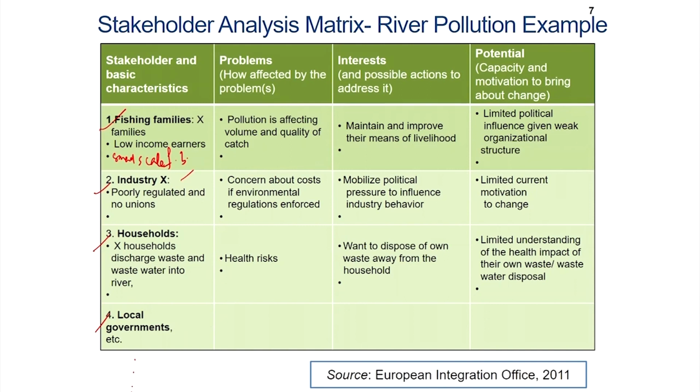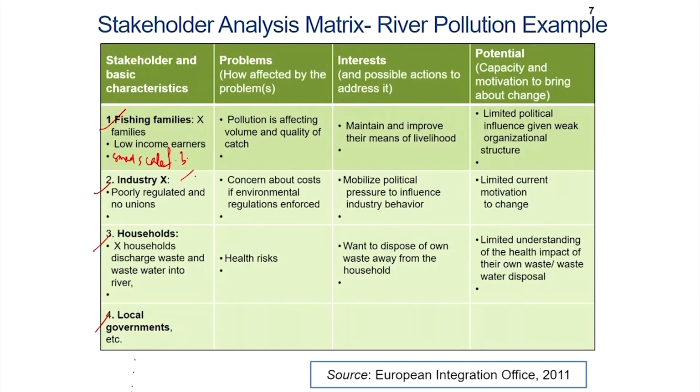With regard to women actively involved in fish processing and marketing, maybe the problems may be with regard to the mothers' and children's health and so on. So, depending upon the stakeholders that we are taking, what are the problems that the corresponding stakeholder is facing is what we need to write down here in the column on problems. So, fishing family, in our example here, low income earners, pollution affecting volume and quality of catch.